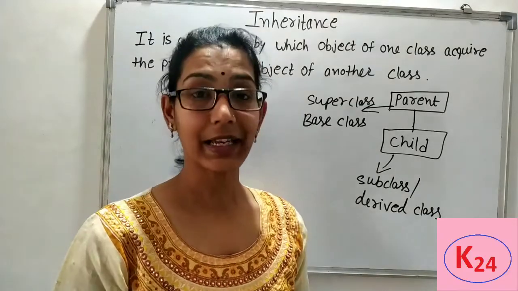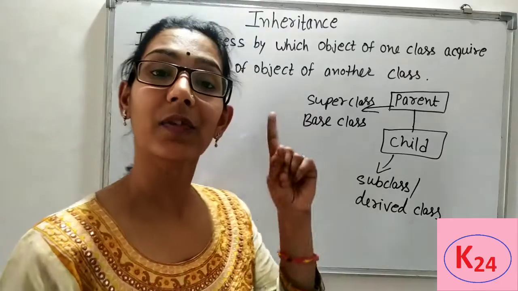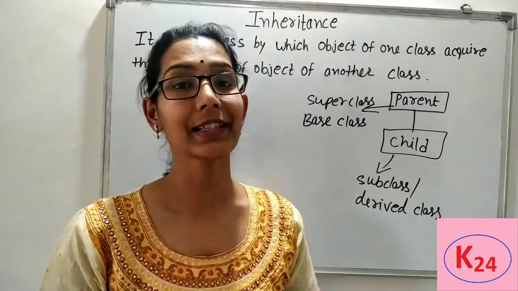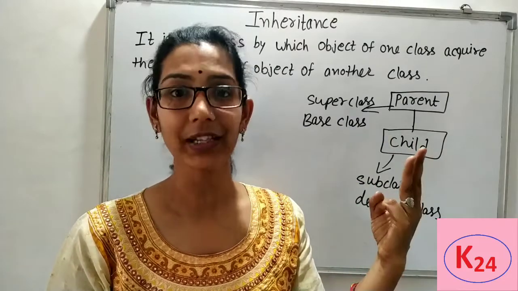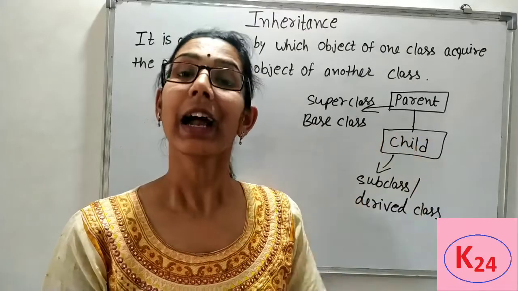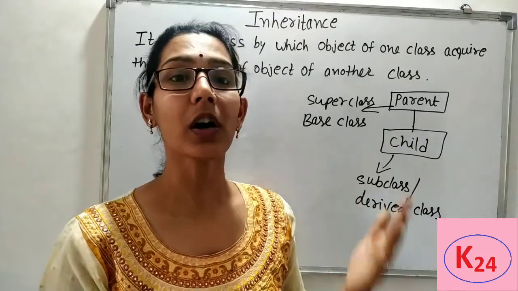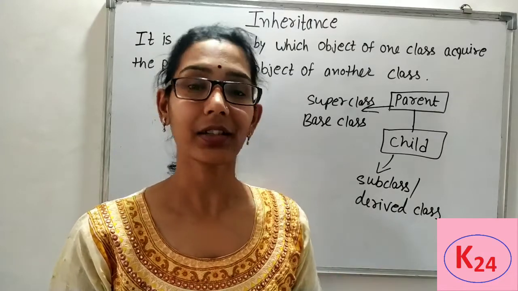Now, in C++ we have five types of inheritance. The first one is single inheritance, the second is multiple inheritance, the third is multilevel, the fourth is hierarchical inheritance, and the fifth one is hybrid inheritance. All these inheritances are discussed in detail in the next lecture.